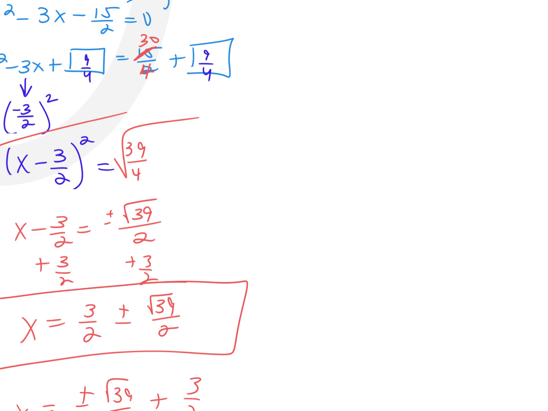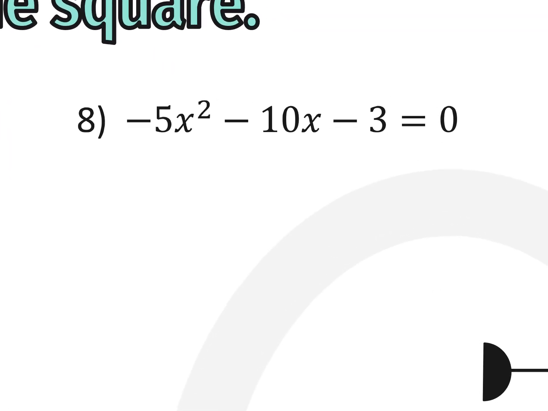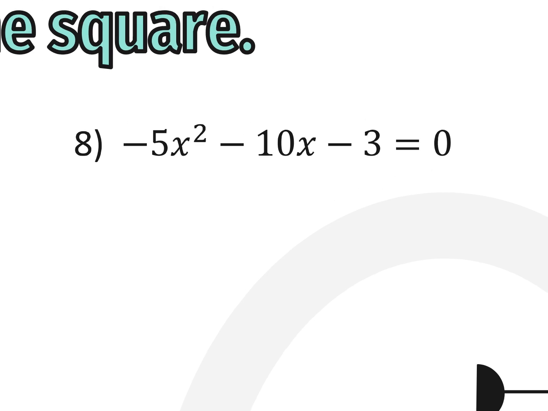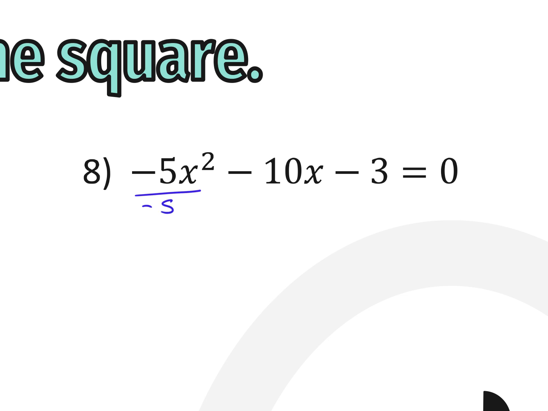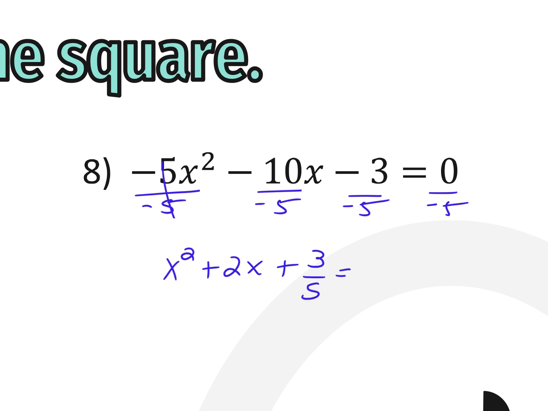All right, let's do the last one. What's the problem? Everything's on one side set equal to 0, but what's the issue? What is the constant? -5. So what do I have to do with that? Divide everything by -5. Guys, if you mess a sign up right here, the whole problem is messed up. Pay attention. What's a negative divided by a negative? Positive, okay? So I have x squared plus 2x plus 3 over 5 equals 0.